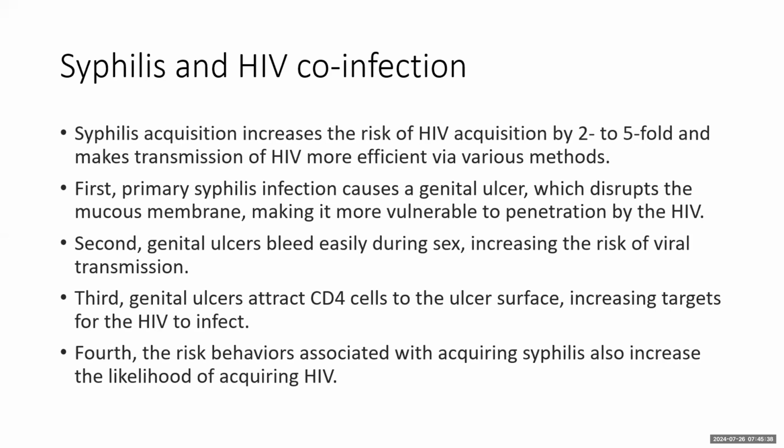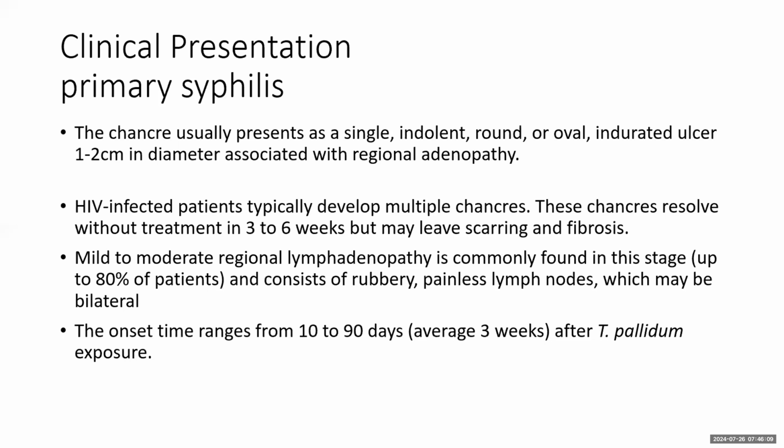Basically what happens first is there's a genital ulcer which disrupts the mucous membrane, making it vulnerable for penetration by HIV. Genital ulcers also bleed easily during sex, increasing the risk of viral transmission. These genital ulcers also attract CD4 cells to the surface of the ulcer, increasing targets for HIV to infect. The behavioral risks associated with acquiring syphilis also increase the likelihood of acquiring HIV.